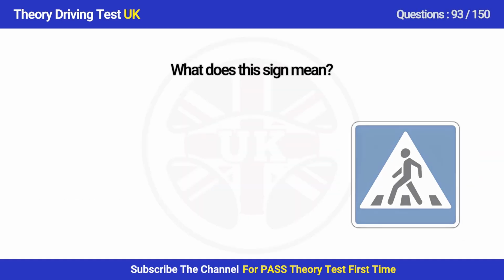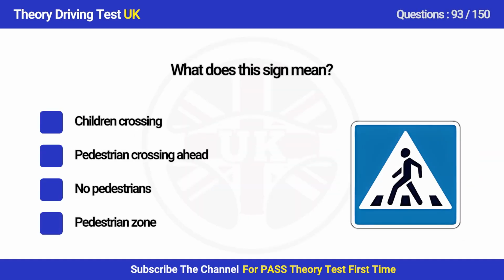Question 93. What does this sign mean? A. Children crossing. B. Pedestrian crossing ahead. C. No pedestrians. D. Pedestrian zone.